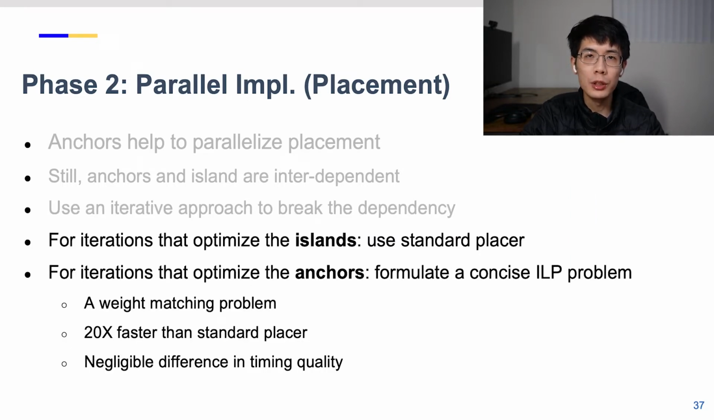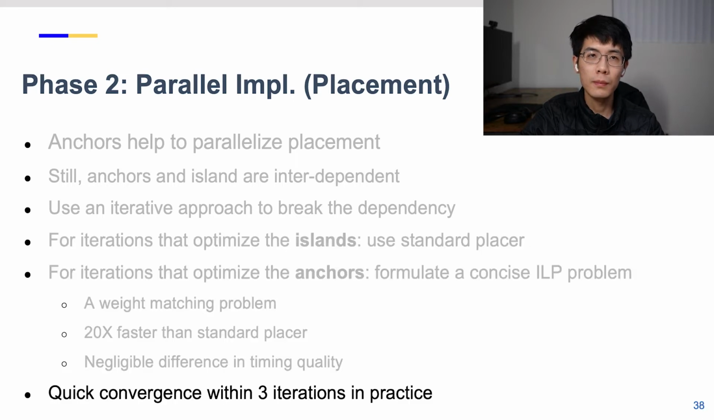Specifically, for iterations that optimize the islands, we resort to the standard placer because of the complexity. Meanwhile, for iterations that optimize the anchor regions, the problem is much easier, and we formulate it as a weight matching problem in integer linear programming. The details of this formulation are described in our paper. In practice, we observe that the overall timing quality quickly converges after only about 3 iterations.